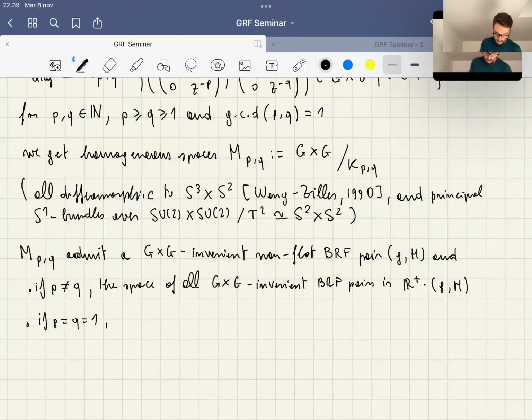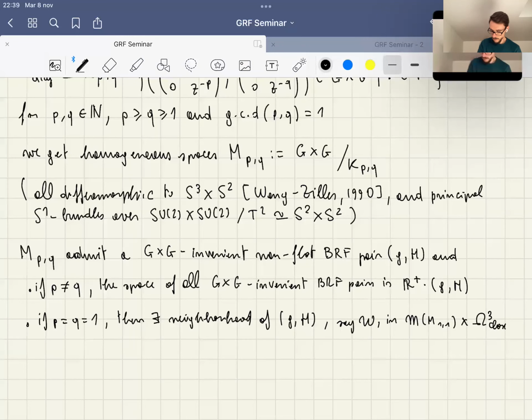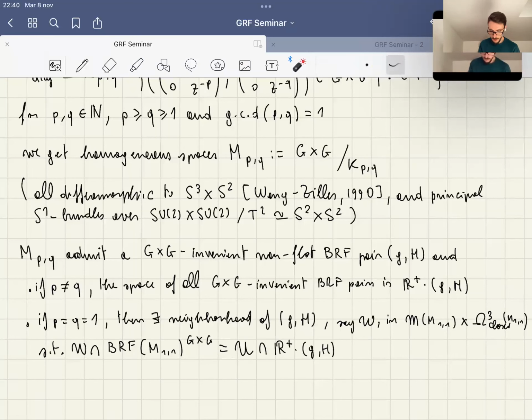So in particular, in such a case, there exists a neighborhood U of the solution GH in the space of metrics times closed three forms on this manifold M11, such that if you consider the intersection of this open neighborhood with the space of left invariant Bismuth-Ricci flat pairs on this manifold M11, then this equals U intersected with R plus acting on the solution GH we got. So in this sense, this solution is locally unique up to multiples.